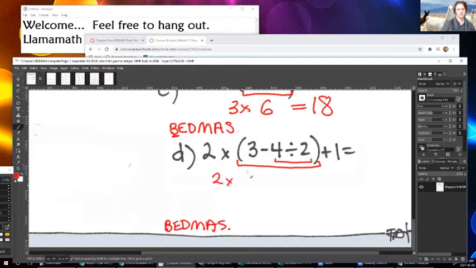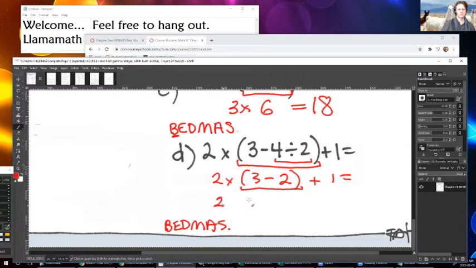So this stays the same. This actually stays the same. I'm just doing this one. 4 divided by 2, which is 2. And this stays the same. I like writing straight up and down because this all stays the same until I actually deal with it. Now in my BEDMAS, I still have to deal with the brackets. So let's deal with that.